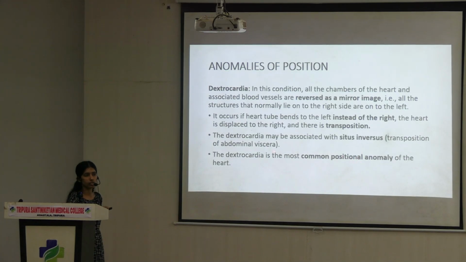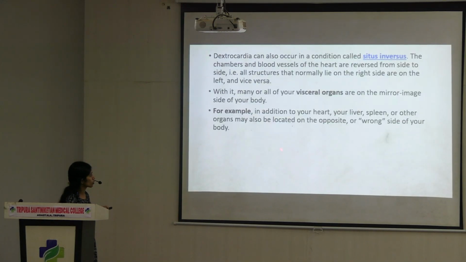Okay, this dextrocardia is related to one more condition called situs inversus. Situs inversus is basically a condition where the visceral organs are present as a mirror image in the body. For example, in addition to your heart, your liver, spleen and any other organs may be located on the opposite side or on the wrong side of the body. So dextrocardia is related to situs inversus.